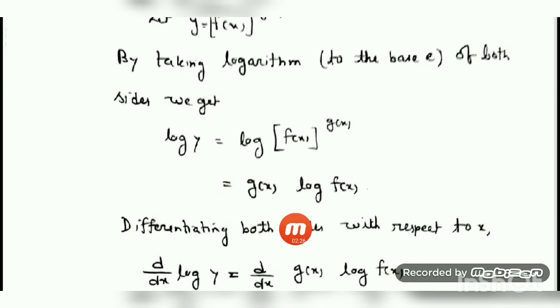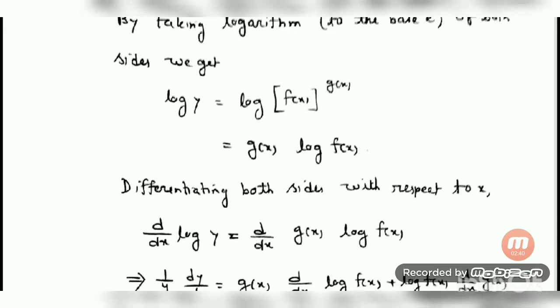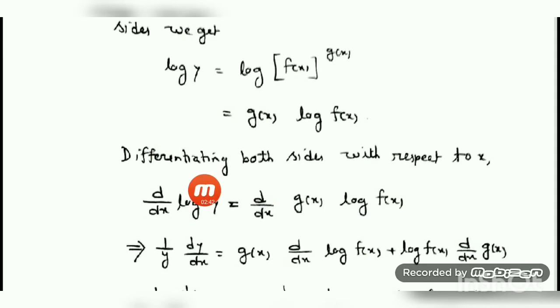Now after this is simplified, we are going to differentiate both sides with respect to our variable, and in this case our independent variable is x. So we differentiate both sides with respect to x. That means we are going to take d/dx of log y and d/dx of g(x) into log f(x).